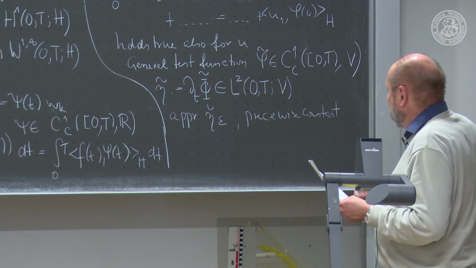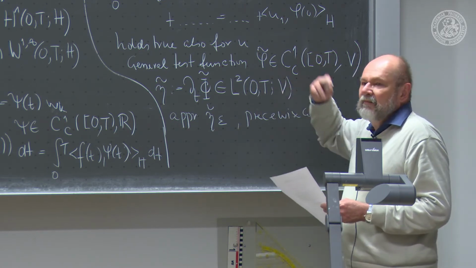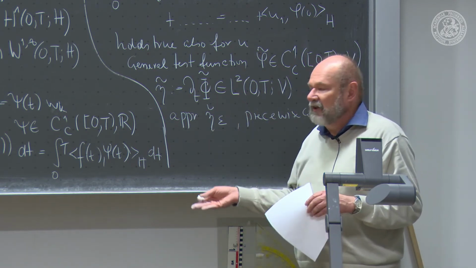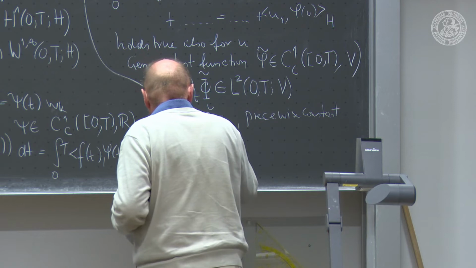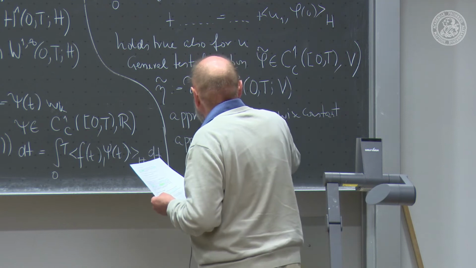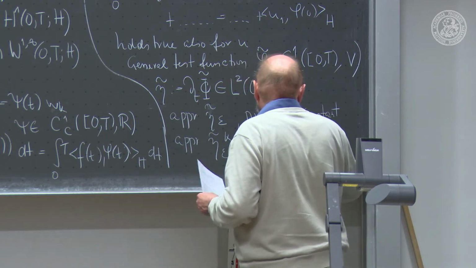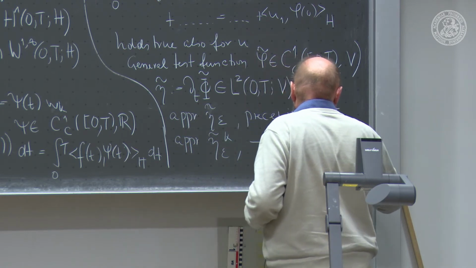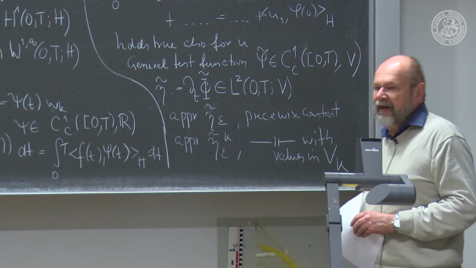Now we have finitely many values in V, but still not in Vk. But those finitely many values in V, each of them, can again be approximated to any given accuracy with values in Vk. So that's the next approximation step. So now with the second approximation step we approximate this phi tilde epsilon by phi tilde epsilon k, which is piecewise constant with values in Vk, with correspondingly large k depending on the epsilon requirement here.